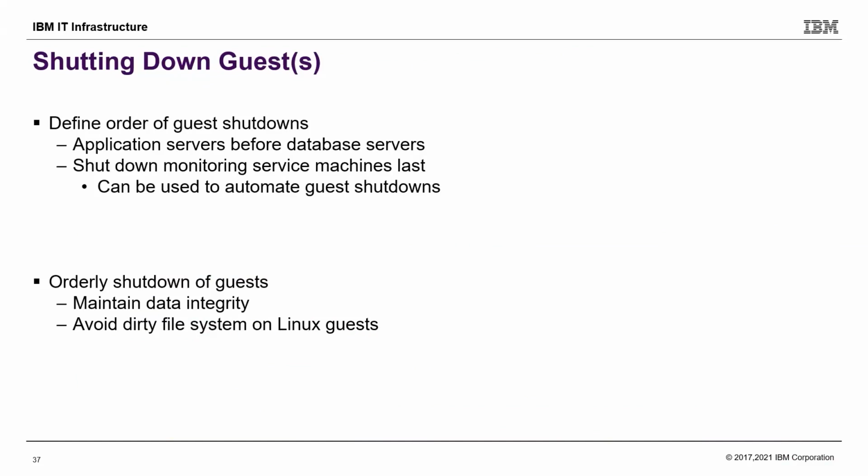It's important to do an orderly shutdown of guests to maintain data integrity, for any data that the guest is using or that's specific to that guest, as well as things like a dirty file system for Linux. So shutting down the guests in an orderly fashion, giving them an opportunity to shut down before we take the VM system out from under them, is very important.